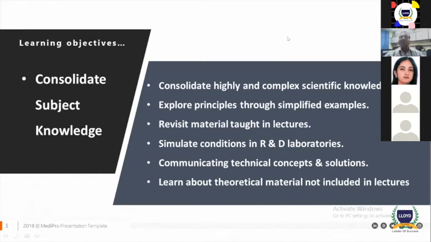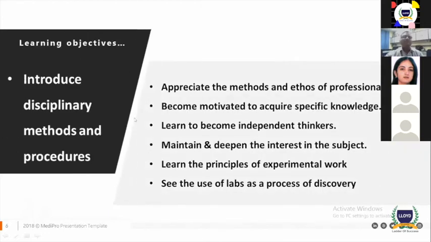Okay, so as per the Leicester University guidelines, the first objective is to consolidate the students' knowledge. If you plan for this, you can enrich your practical classes, and you can prolong those practical classes, or you can give sufficient time for the practical classes. Okay, let me take you to the second objective of practical class now. That is to introduce the students to disciplinary methods and procedures.